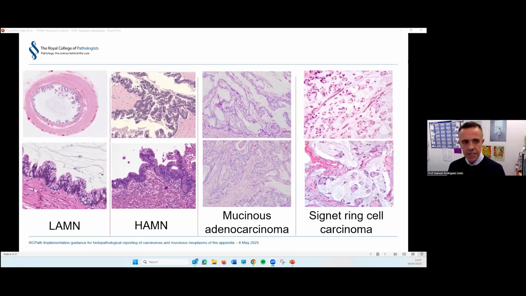And these are just a few examples. Starting from the left-hand side, the typical LAMN is confined to the wall, with a little bit of villiform epithelium, but if you look at the cytology, it's very low grade.